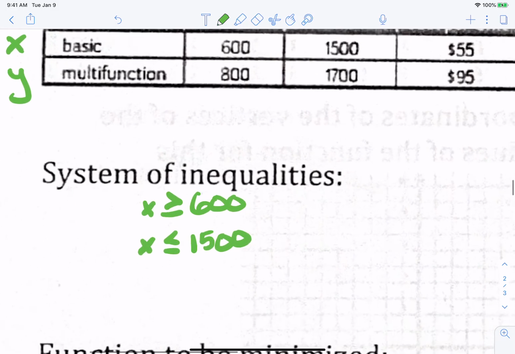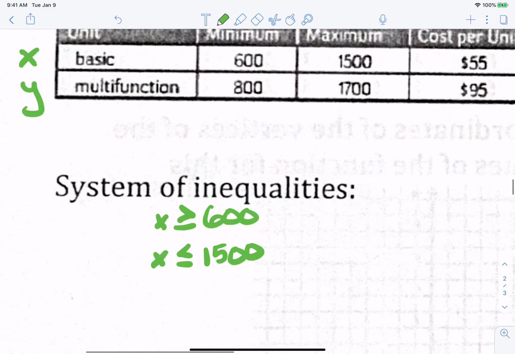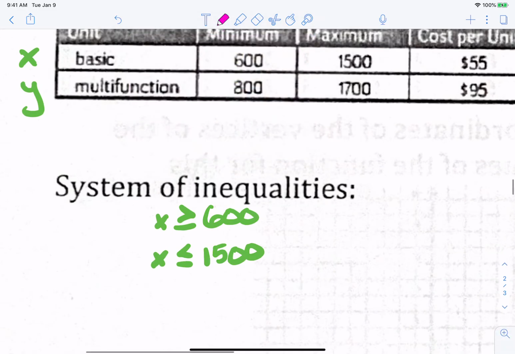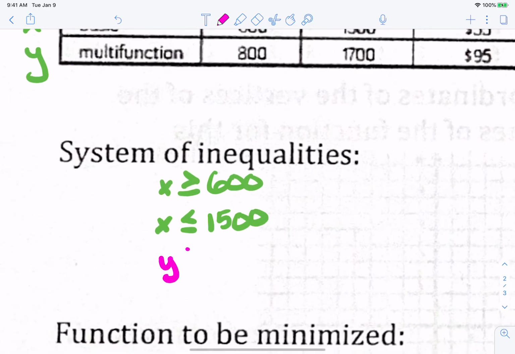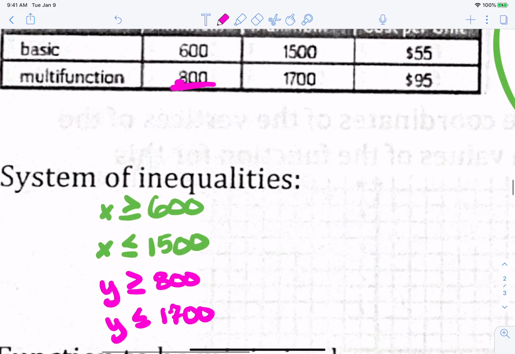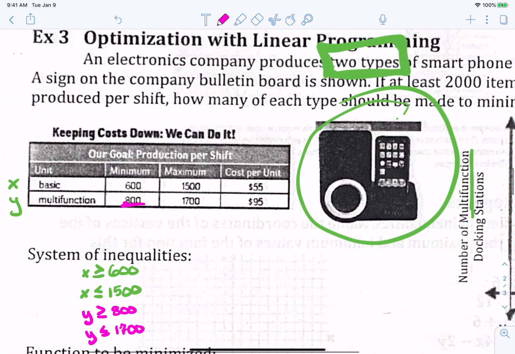Beautiful. The next one, let's talk about the Y's. I'm going to use a different color. Y has to be greater than or equal to 800 because it has to have a minimum of 800, and Y has to be less than or equal to 1700. Beautiful.